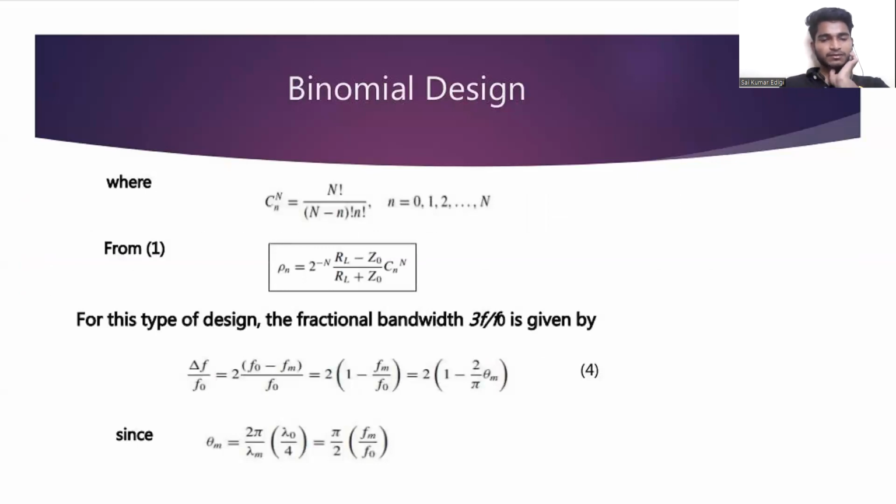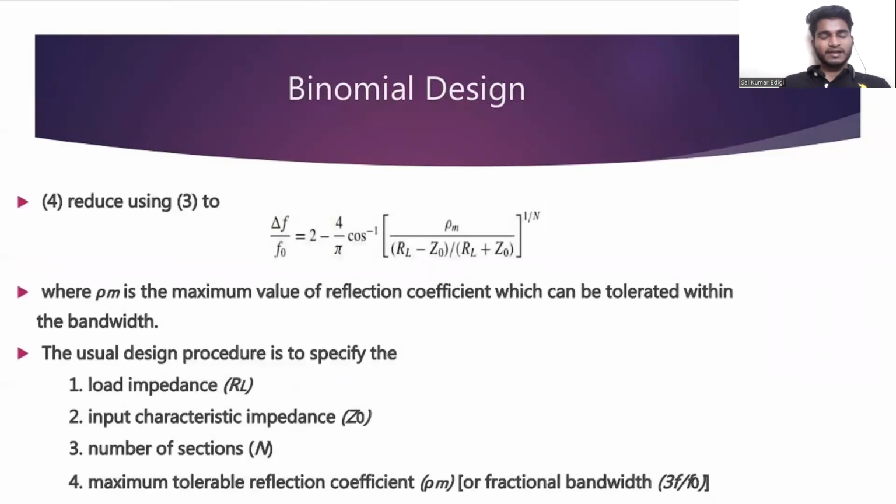And from this we have the delta f by f naught formula, that is equal to 2 minus 4 by pi cos inverse of [rho m by (RL minus Z naught) by (RL plus Z naught)] power 1 by n, where rho m is the maximum value of reflection coefficient which can be tolerated within the bandwidth.